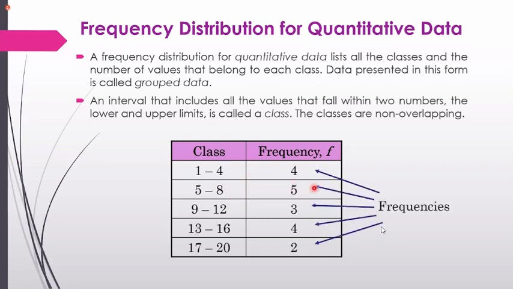So these are the frequencies, and the starting numbers of the classes are called lower limits. The end numbers of the classes are called upper class limits. So if we take 1 to 4, 1 is the lower limit of the class and 4 is the upper limit of the class.